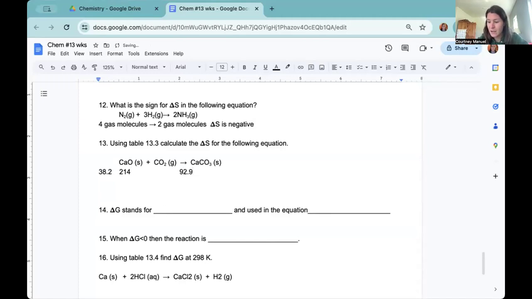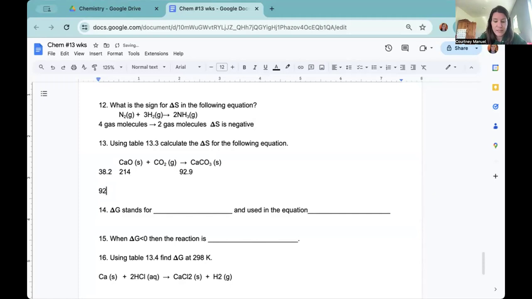92.9. All right, so now what we're going to do is subtract. This is the opposite of enthalpy. Enthalpy is products subtract reactants. I'm sorry, reactants subtract products. This one is products subtract reactants.